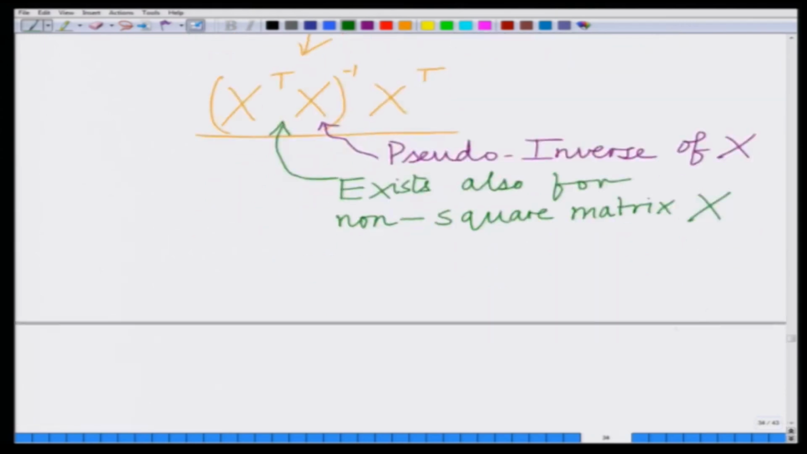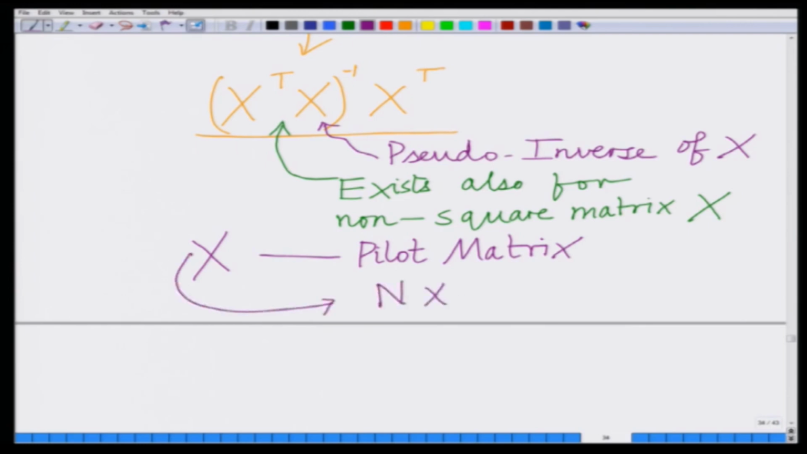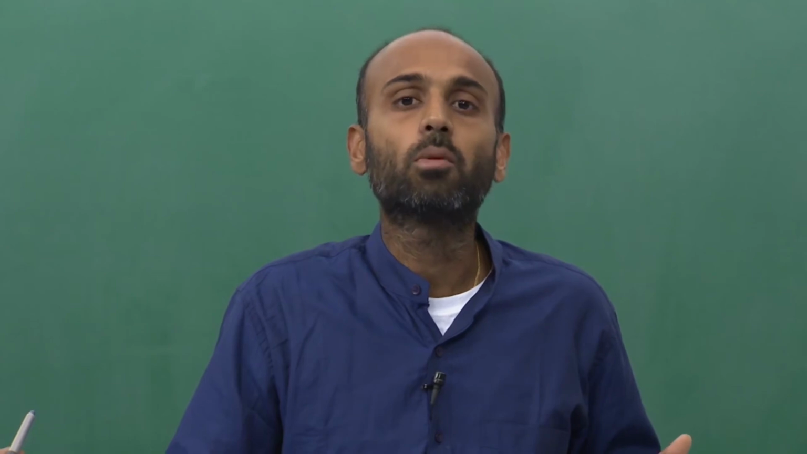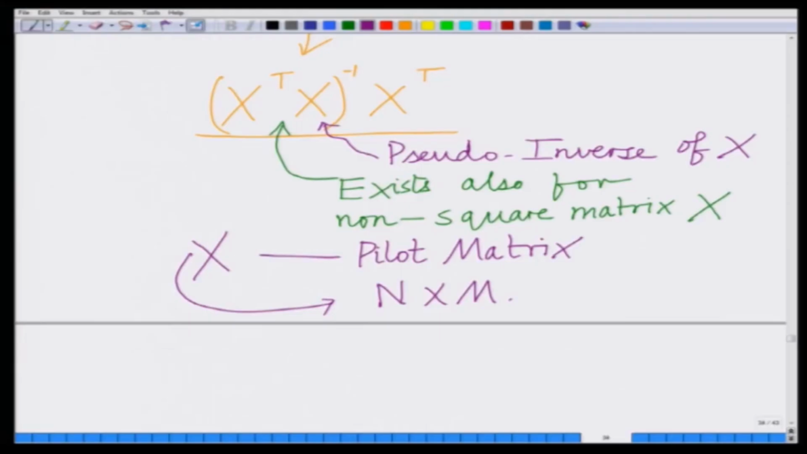Remember we have x, which is the pilot matrix, and this is an n cross m matrix, correct. It is not necessary that n be equal to m, alright. We can have the number of pilot vectors or observations n greater than m. In fact, that would be desirable. We would like to have as many pilot observations as possible.